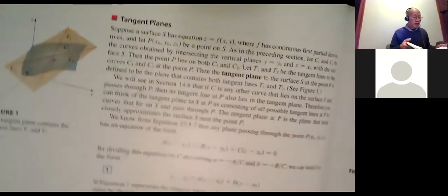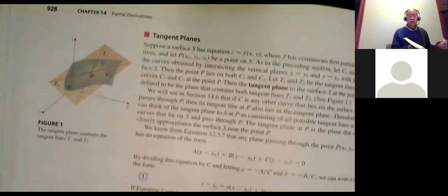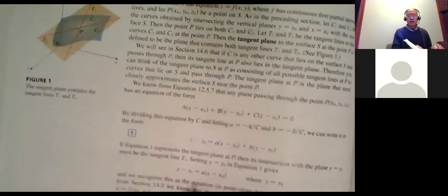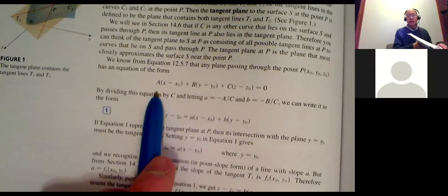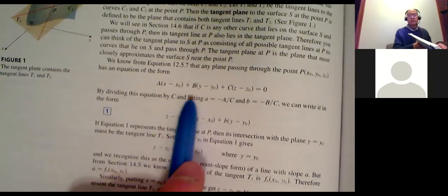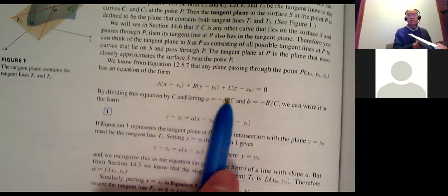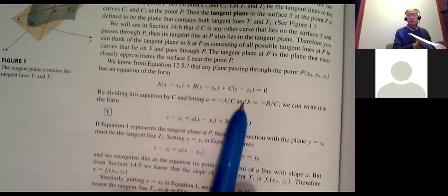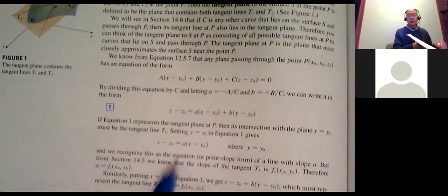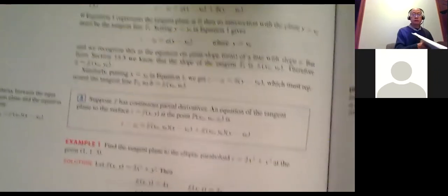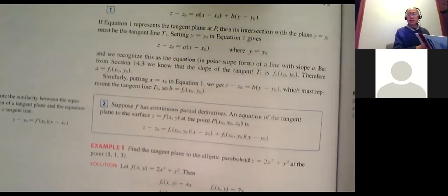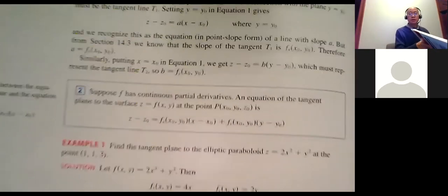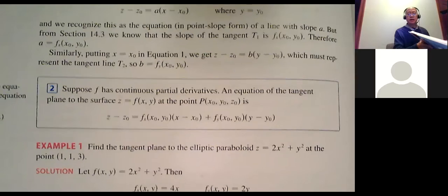Okay, what is the tangent plane? They go over a little derivation of it. We've seen this before. In fact, you might have this on the next test: a(x minus x0) plus b(y minus y0) plus c(z minus z0). They do a little bit of algebra and some argumentation here, but here's the result that you're going to put on the next formula sheet. Again, I don't blame you if you don't even look at this until after the test, but this is what we're going to have for the tangent plane.